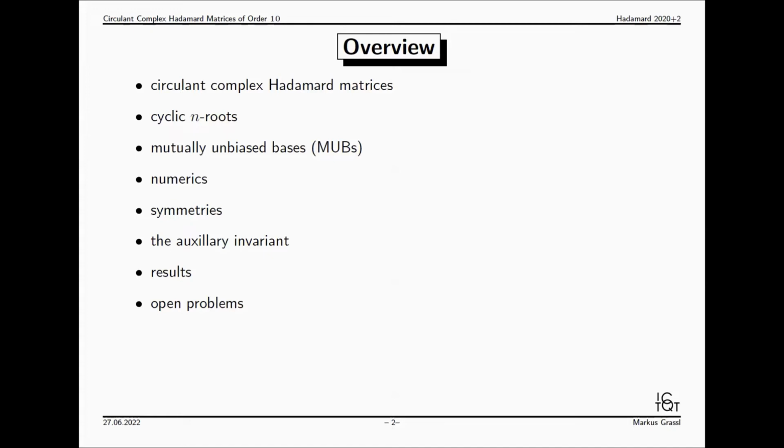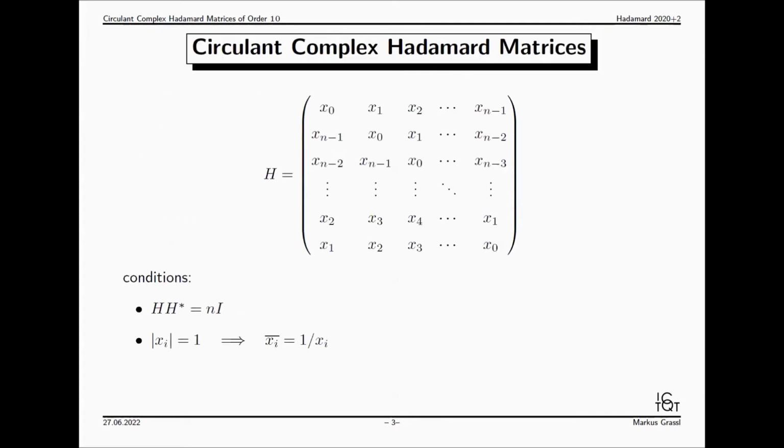We are using symmetries, that's again more to my heart, to really exploit symmetries, which leads us to the main idea of this talk, to use invariants to break down the problem, and then we get to some results and open problems. So the question: what is a circulant Hadamard matrix or complex Hadamard matrix?